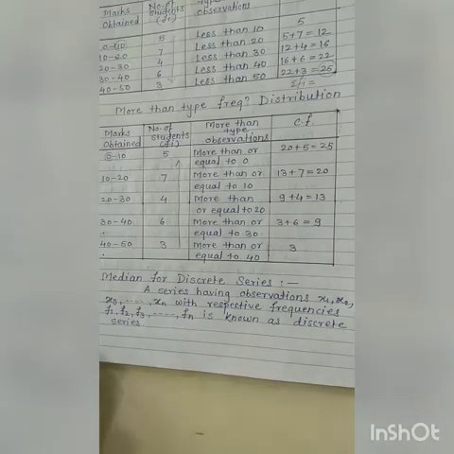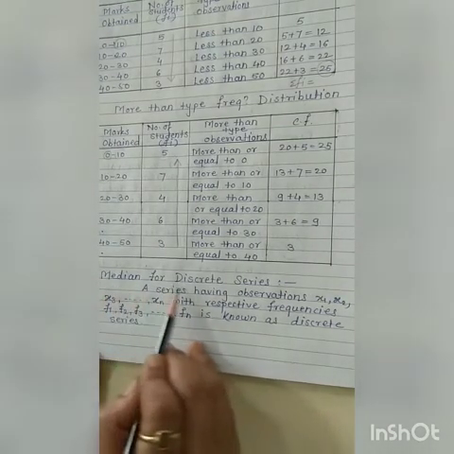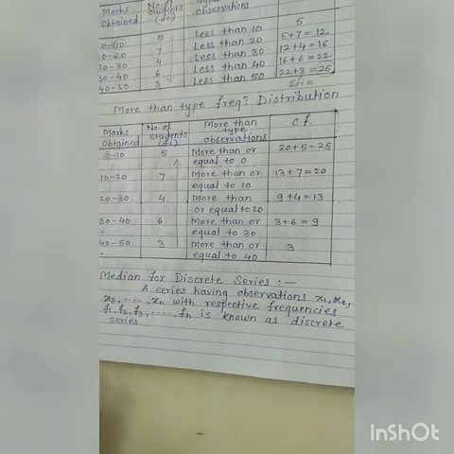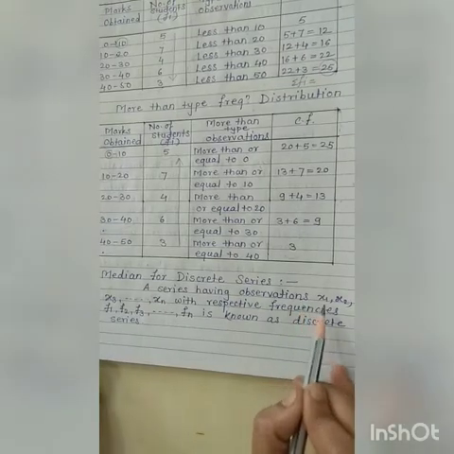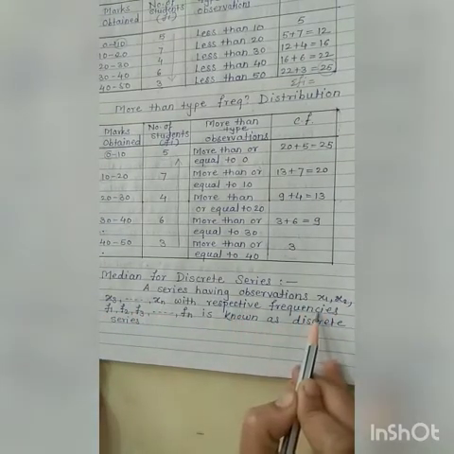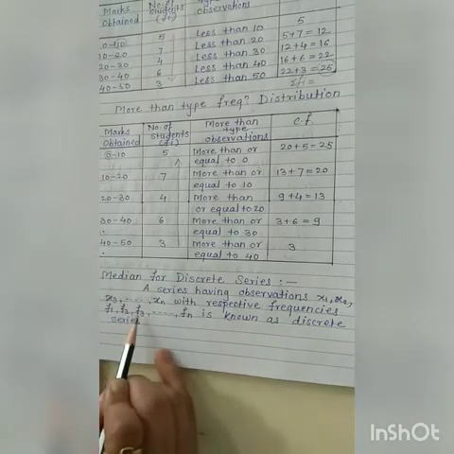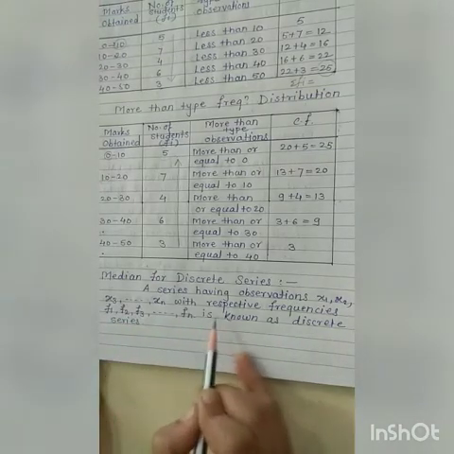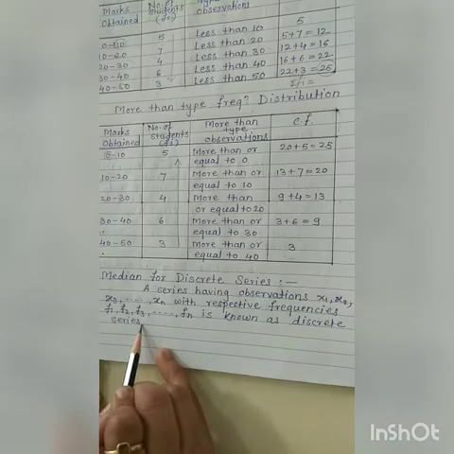Now students, let us study the median for discrete series. Now what is meant by discrete series? A series having observations x1, x2, x3 up to xn with respective frequencies f1, f2, f3 up to fn is known as discrete series.